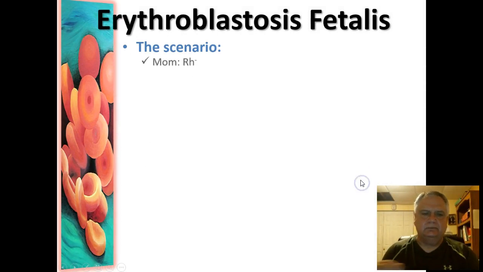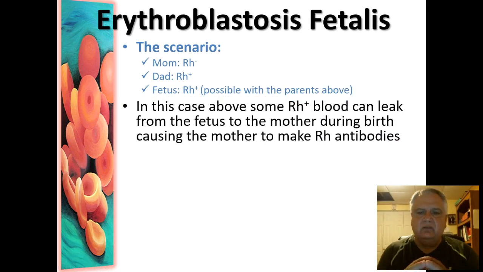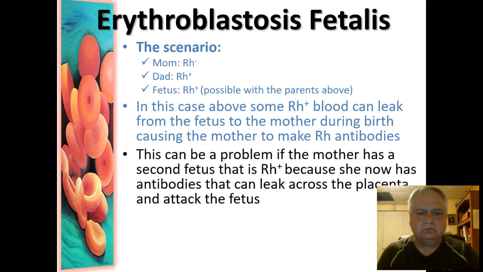Okay, so here's the scenario. We have mom who's Rh negative, dad is Rh positive, and so as a result, the fetus now develops Rh positive because of the genetics that he or she receives from his or her dad. In this case, some of the Rh positive blood can leak from the fetus to the mother during the birthing process. And that could cause the mother to make Rh antibodies.